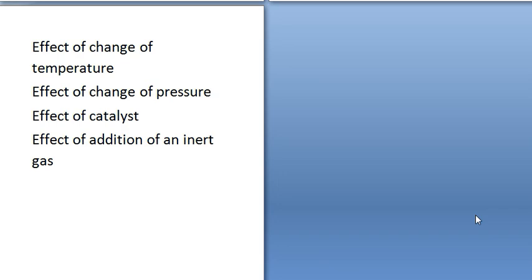Okay. Next comes the effect of addition of inert gas. If an inert gas like helium, neon, etc. is added to a system at equilibrium at constant volume, the molar concentrations of reactants and products do not change, and there will be no change in the position of equilibrium. When an inert gas is added to a system at constant pressure, the volume of the system increases and decreases the molar concentration of reactants and products.